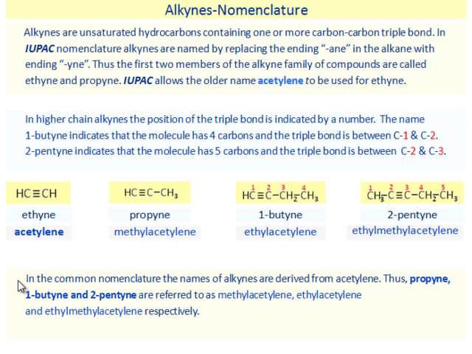In the common nomenclature, the names of alkynes are derived from acetylene. Thus, propyne, 1-butyne, and 2-pentyne are referred to as methylacetylene, ethylacetylene, and ethylmethylacetylene, respectively.